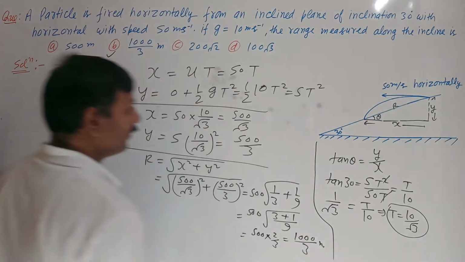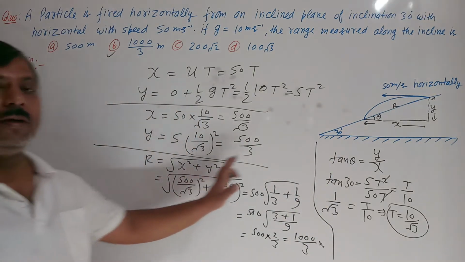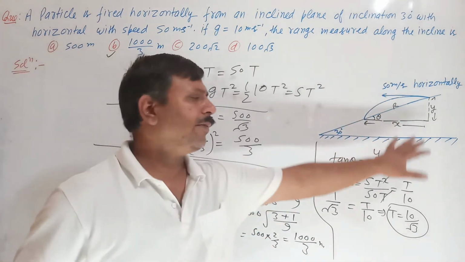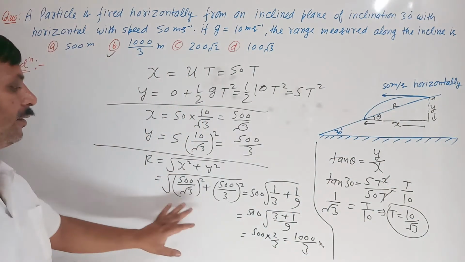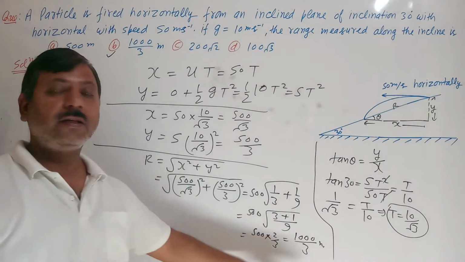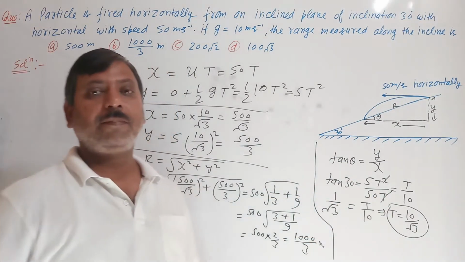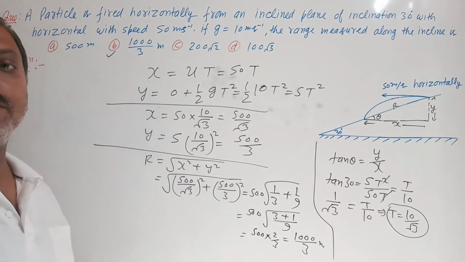One another method is there. Only by geometry. If we have not remembered the formula, by help of geometry we can also find the range, that will be 1000 upon 3 and time of flight is 10 upon root 3.